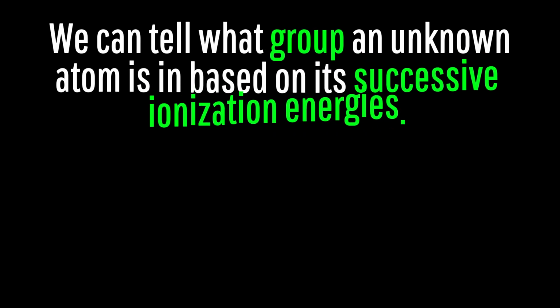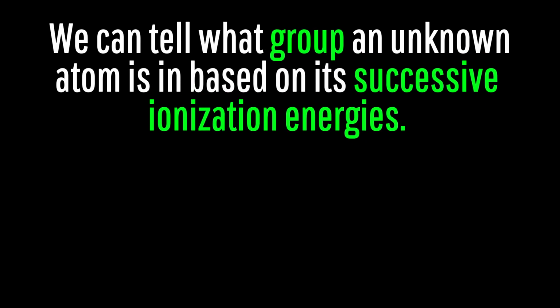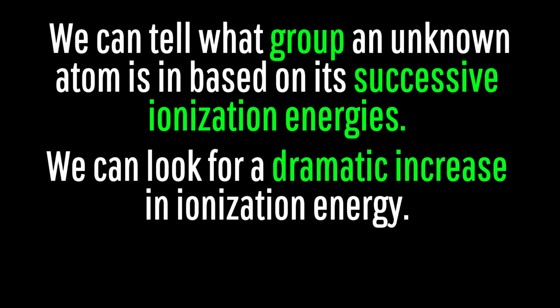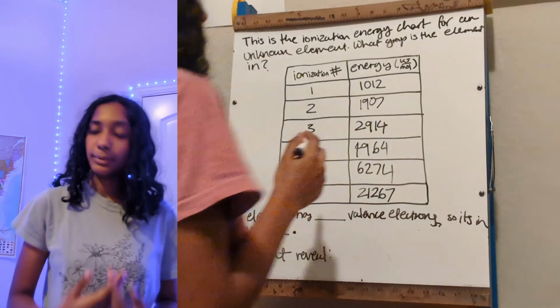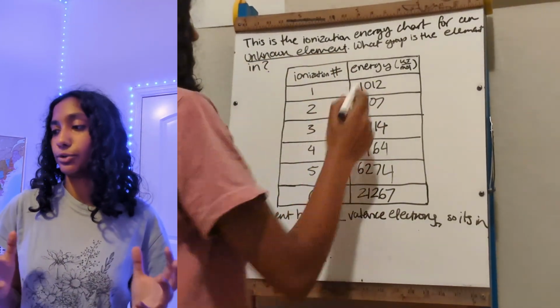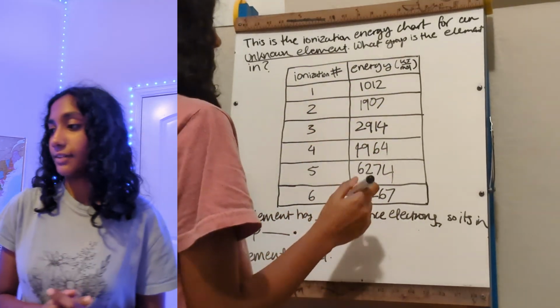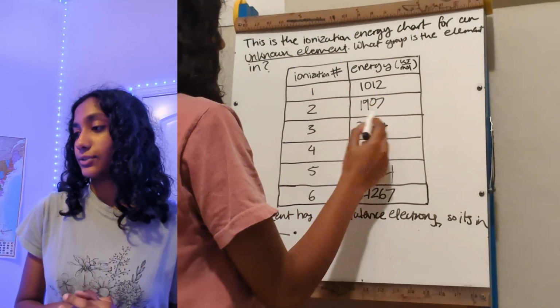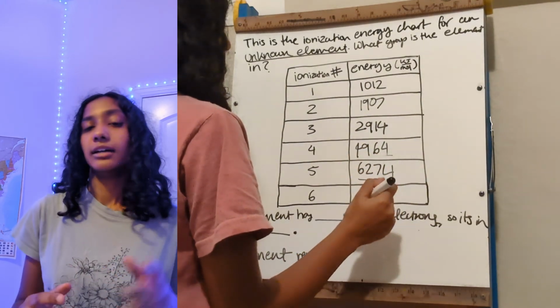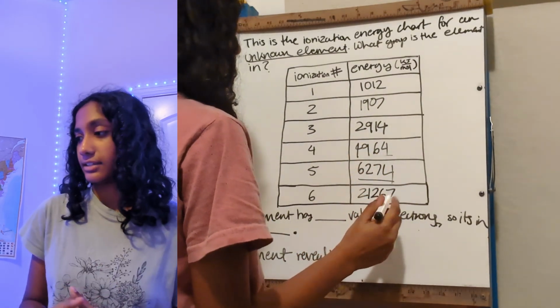We can tell what group an atom on the periodic table is in based on its successive ionization energy. We do this by looking for a dramatic increase in ionization energy. For example, in this problem, we've been given the ionization energy for an unknown element, and we need to find out what group it's in. The first 5 ionization energies increase from anywhere from a couple hundred to just over 1,000 kilojoules each time, so we see kind of a steady increase.